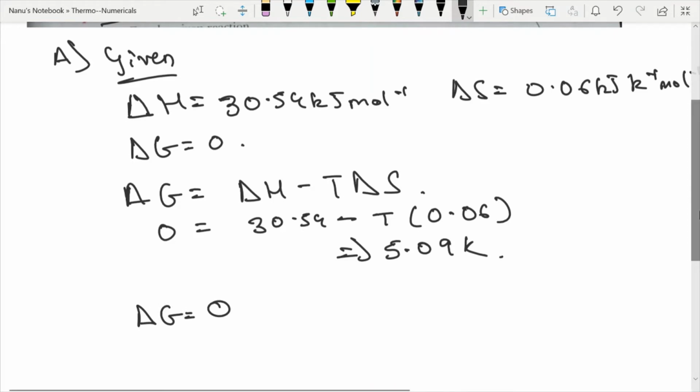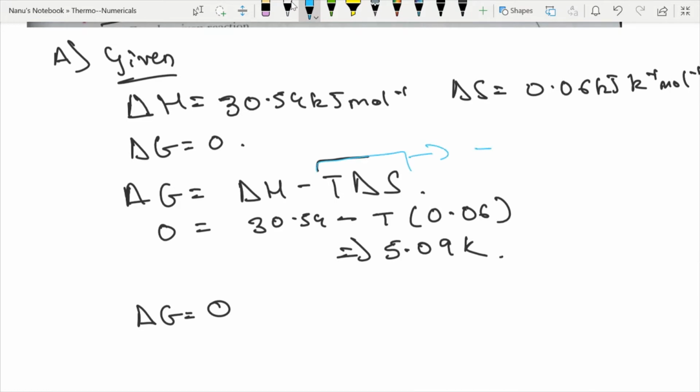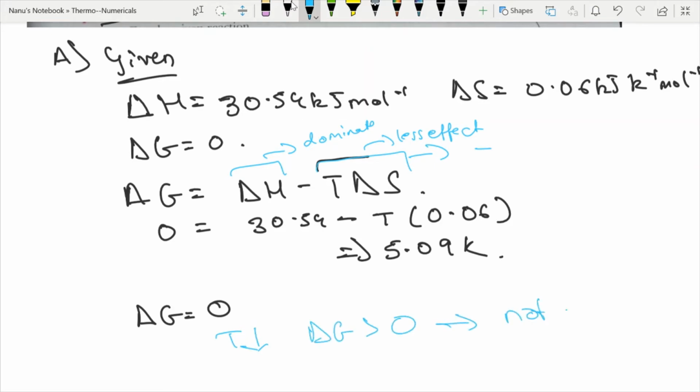Now if T decreases, what does it mean? Let me take this blue color. If T decreases, this term will become less, right? So this negative term will have less effect, and the positive term will dominate. So if T decreases, del G will be more than 0. If it is more than 0, it is not a spontaneous reaction, right? Because del G has to be negative to be spontaneous. If it is not spontaneous, what does it mean? It will go in the backward direction, not in the forward direction.